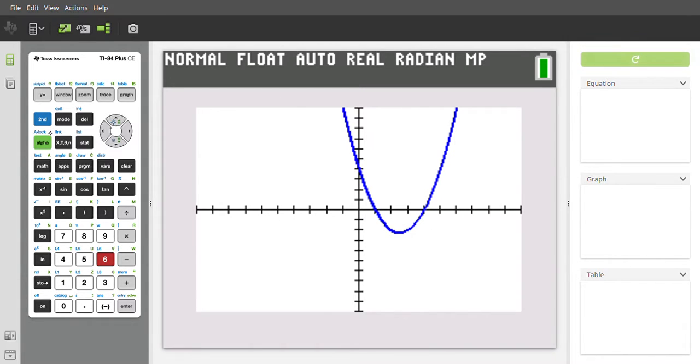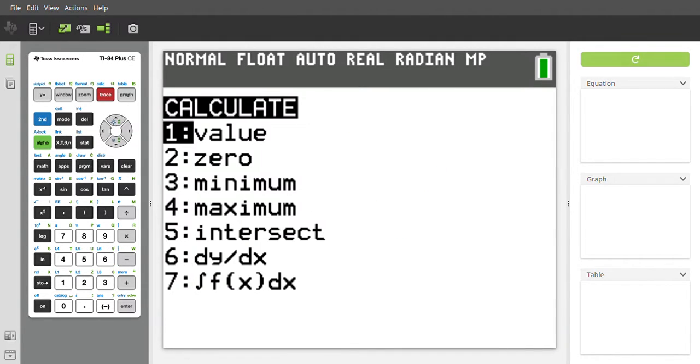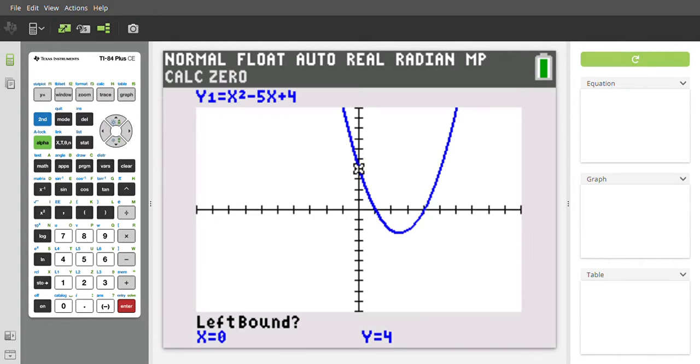On the calculator, above the trace key, you see the word CALC, C-A-L-C, second trace. This menu has lots of things you can do with graphs, and the thing we want to do is find the zeros. Zeros are the same thing as x-intercepts. They're also called roots, and they're also called solutions.